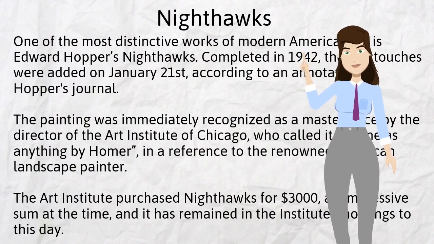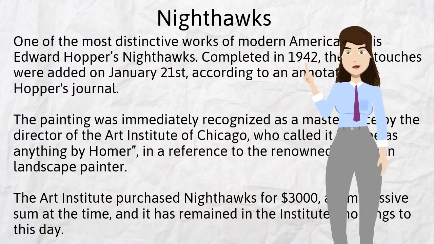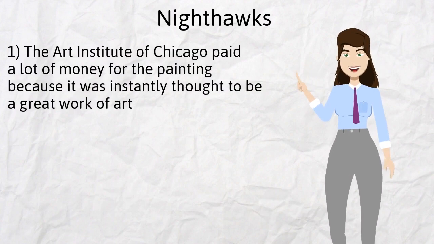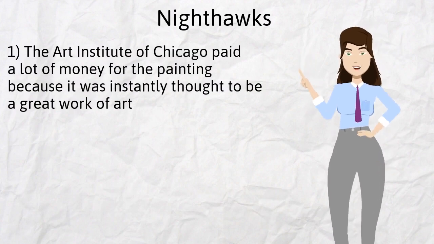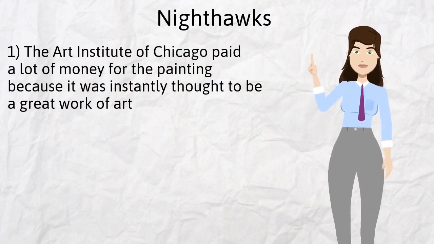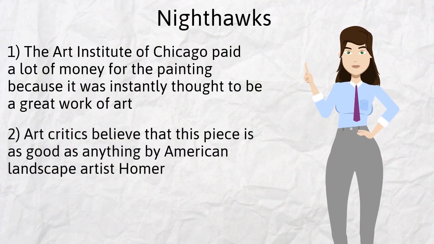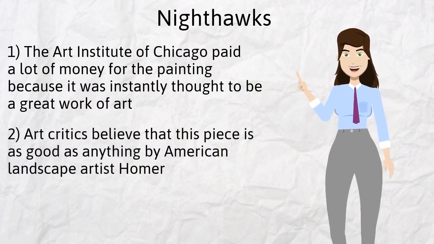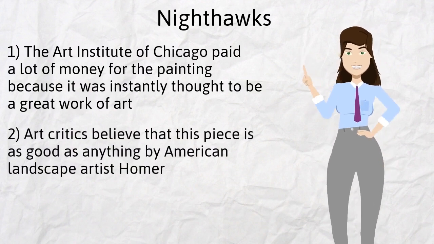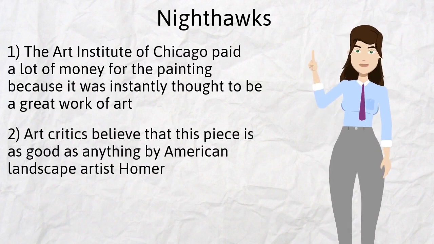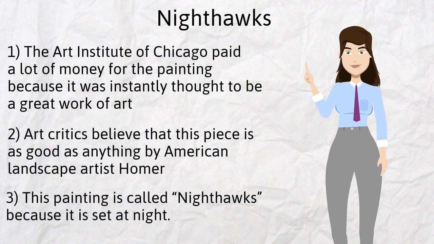Let's look at these 3 yes, no, not given statements about this text. The Art Institute of Chicago paid a lot of money for the painting because it was instantly thought to be a great work of art. Art critics believe that this piece is as good as anything by American landscape artist Homer. This painting is called Nighthawks because it is set at night.